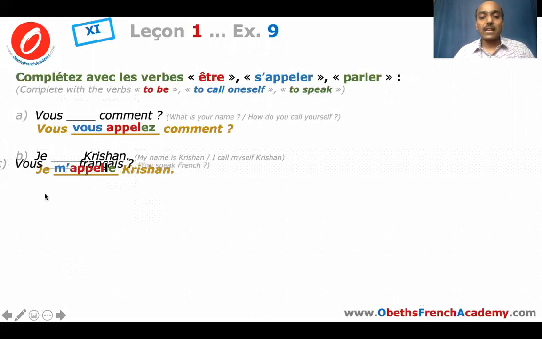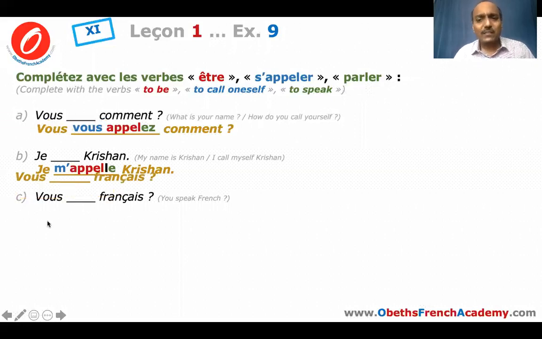Number 3, vous dash français, you dash French. So here we are talking about this language French, and it's not the nationality. We are talking about the language. So we need to use the verb parler. So how do you ask the question, do you speak French? So when the subject is vous, we need to know this verb parler, it's a regular ER verb. You remove ER, you get the stem PARL. And when the subject is vous, what will be your ending?